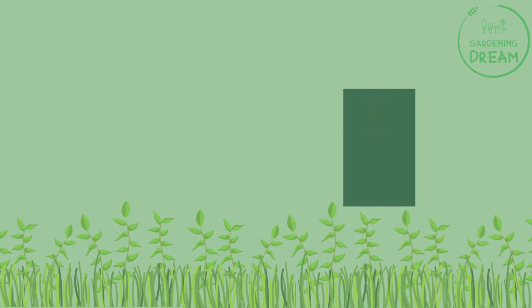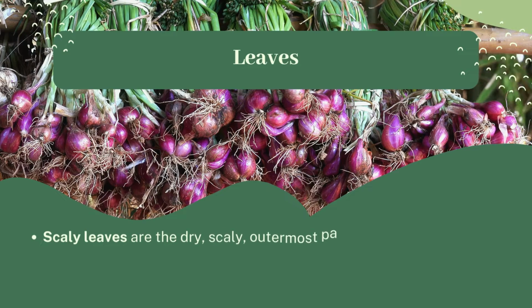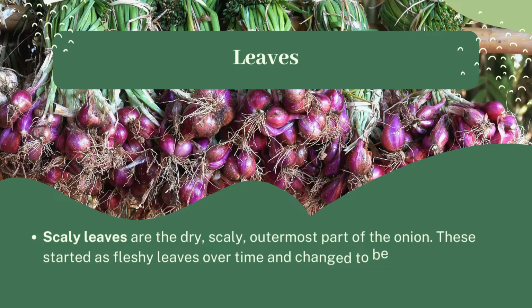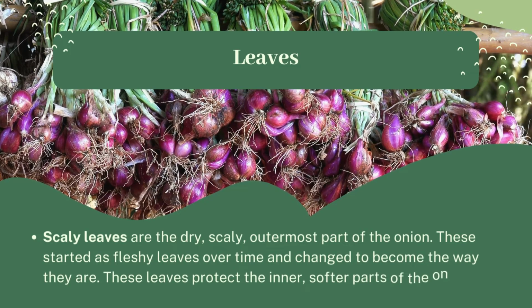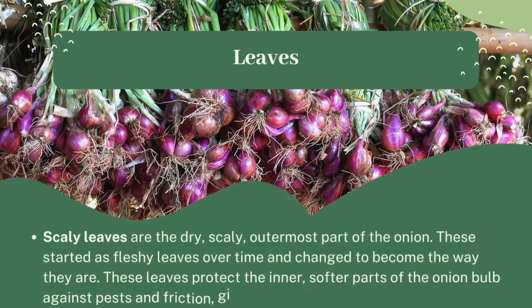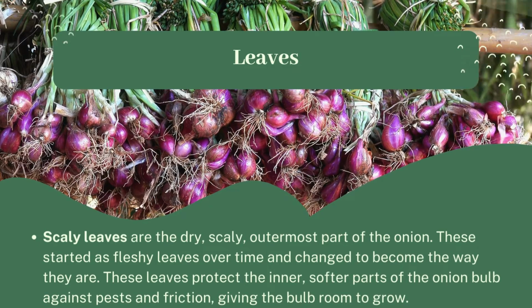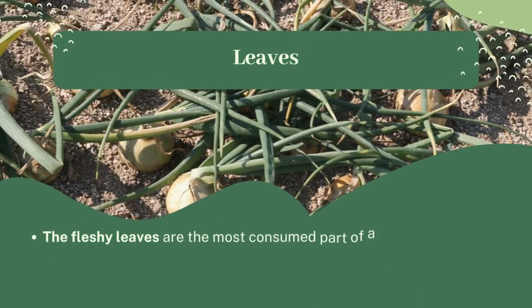The different parts of an onion. Leaves. Scaly leaves are the dry, scaly, outermost part of the onion. These started as fleshy leaves over time and changed to become the way they are. These leaves protect the inner, softer parts of the onion bulb against pests and friction, giving the bulb room to grow. The fleshy leaves are the most consumed part of an onion.